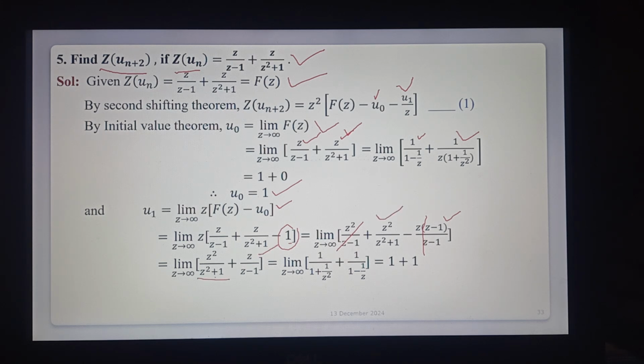So now applying the limits, denominator common, numerator and denominator z square common. So 1 by 1 plus 1 by z square, plus for the second term, z common, 1 by 1 minus 1 by z. Substituting the limit, this becomes 1 by 1 plus 0, that is 1, and here 1 by 1 minus 0, that is 1. So u1 is equal to 2. Now substituting in equation 1: z transform of u(n+2) is equal to z square into f of z minus u0, which is 1, minus u1, which is 2 by z. So this is the required value.